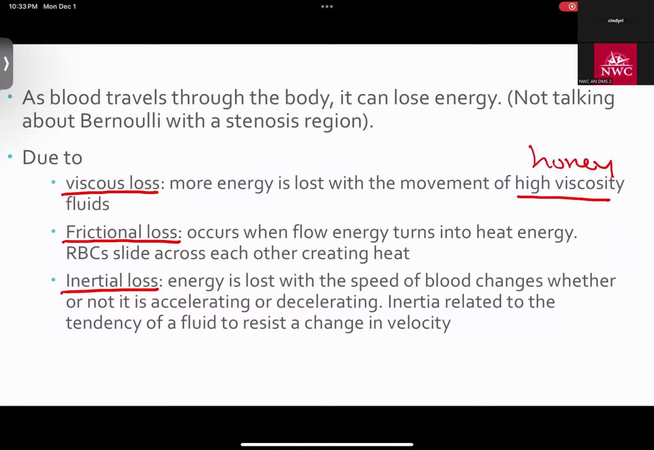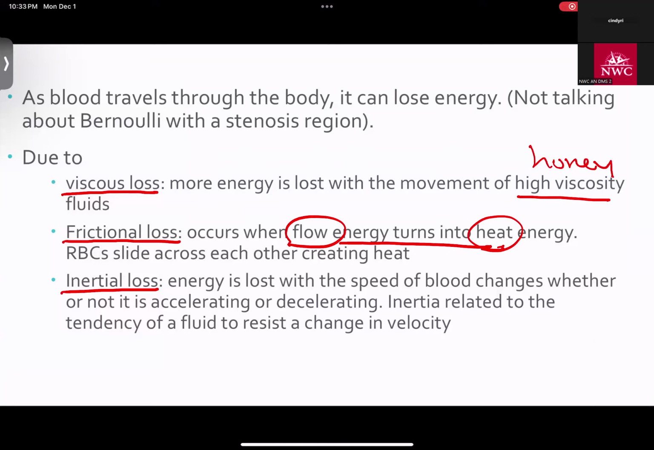Frictional loss, it says, occurs when flow energy turns into heat. How did we get heat? Well, the same way we have heat in our body. When you have flow in your body, you also have heat in your body. When blood is pumping through your arteries, it is actually acting as a little heater for your body, keeping you warm. If that blood stopped pumping through your body, what do you think would happen to your body? Your body would get cold, right?